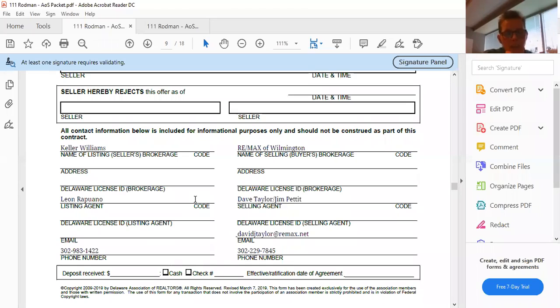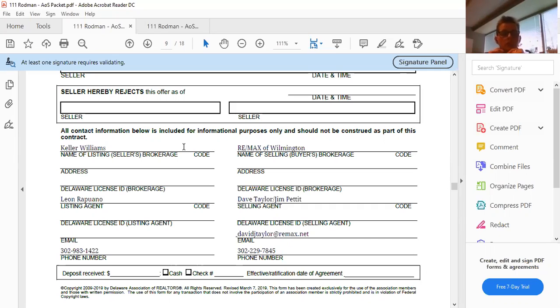Let me just say this. If you submit a contract to compliance and this section isn't filled out, it's going to be returned to you. Period. That's lazy. This is so important. And then the office code. Does anybody know the office code?